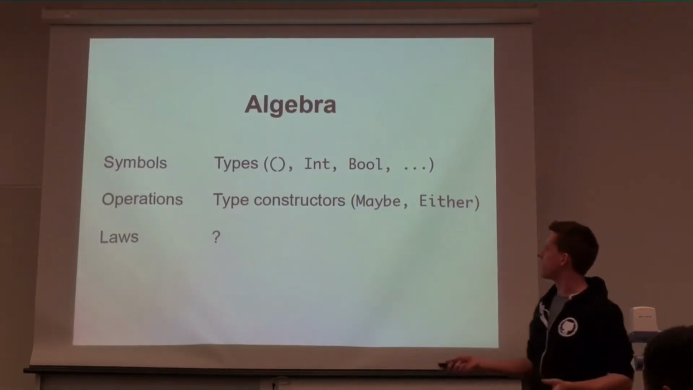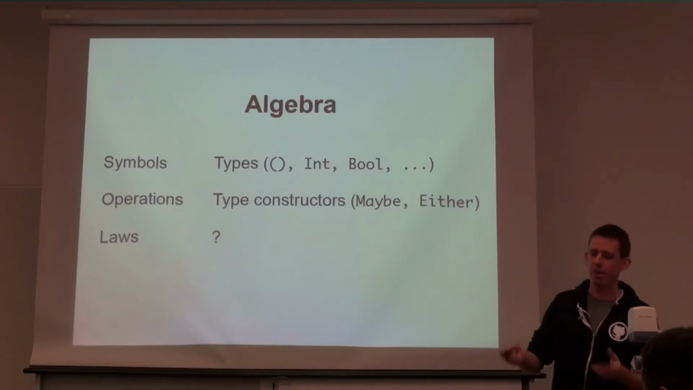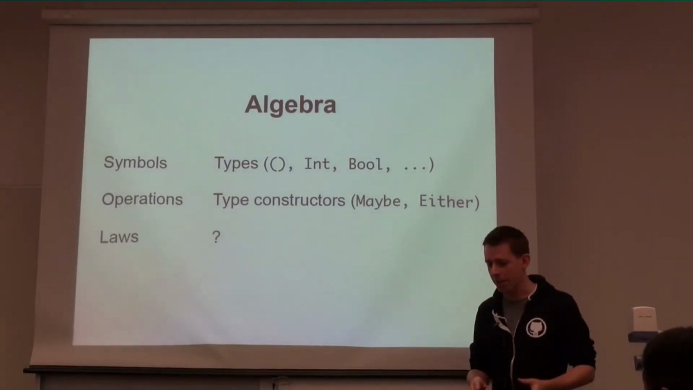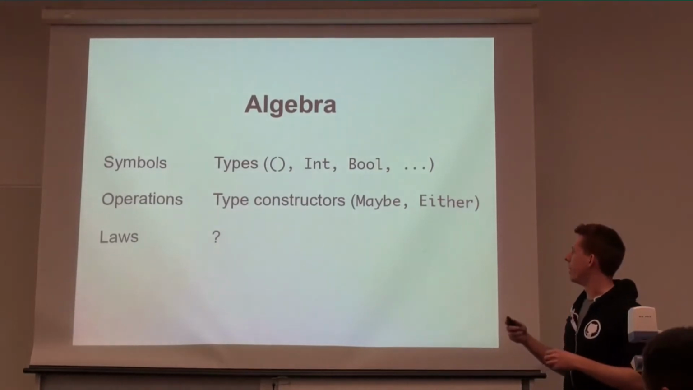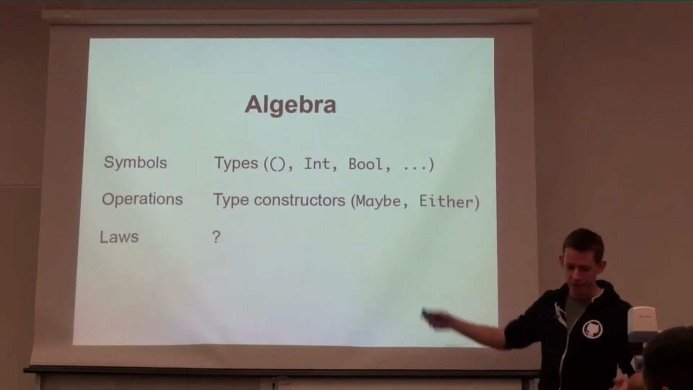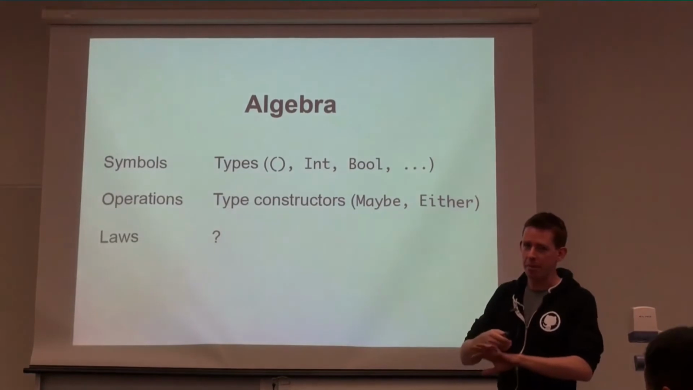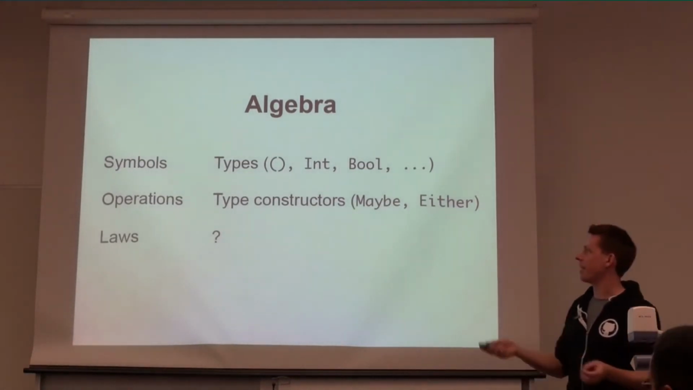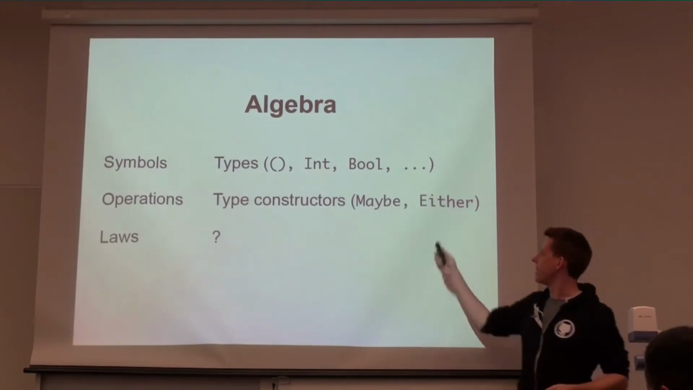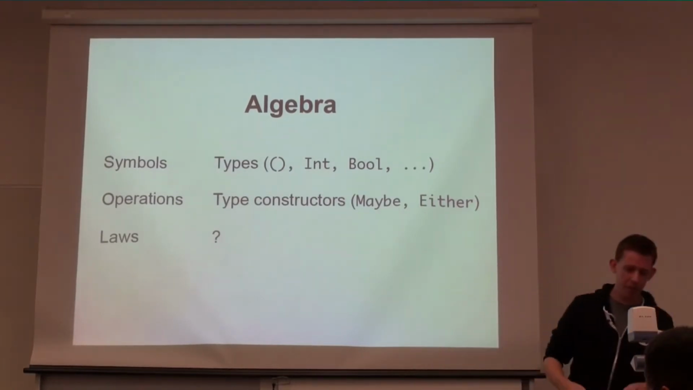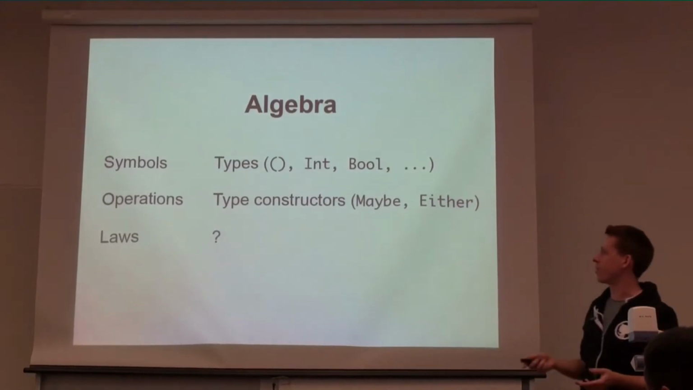And then the operations are type constructors. So these are things that aren't types themselves, but if you give them a type, they give you a type back. So maybe is an example. Okay, there's no such type as maybe, but if you give maybe another type, like int, you get maybe int, which is a type. So these things, not types themselves, but they're the operations in this algebra.